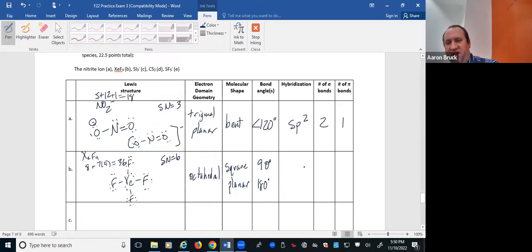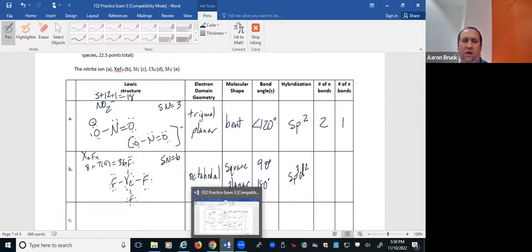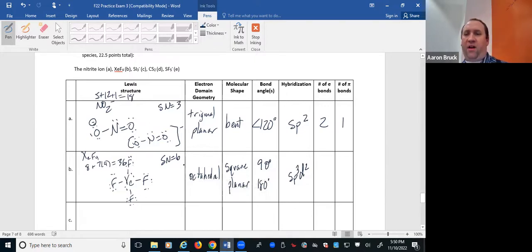For steric number 6, the hybridization is sp3d2. And for bond counting, I've got 4 bonds in total. None of them are double bonds or triple bonds, so I've got no pi, which means I've got 4 sigma. All right, for the next questions about the xenon compound.